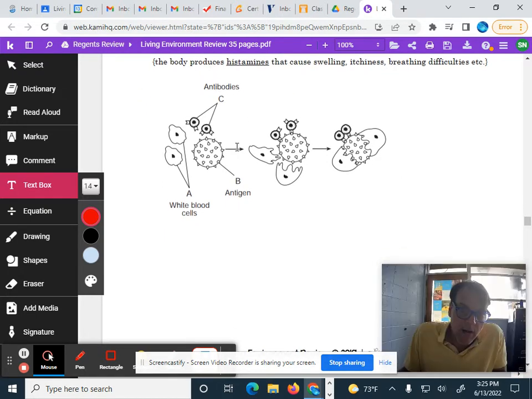Here's a nice picture of the antigens, which are the proteins on the pathogen. Here are the antibodies. Notice the complementary shapes to attach. And the antibodies become signals and say, hey, white blood cells, come and destroy this cell. It doesn't belong here.